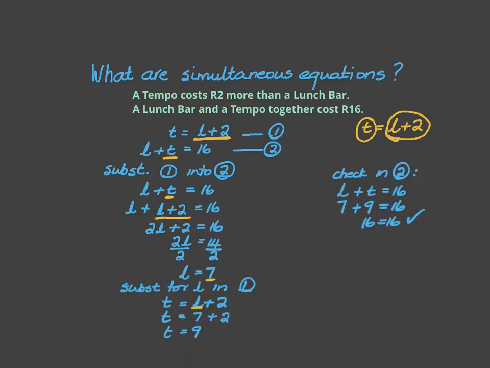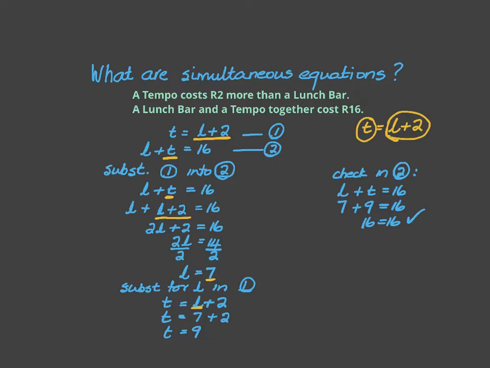You don't always have to set up your own equations. Most often you're just given the equations. You've got equation 1 and equation 2. What you need to do is look at the simple equation, which in this case was equation 1, and say, instead of putting that T into equation 2, I can put L plus 2. You write down, substitute 1 into 2.